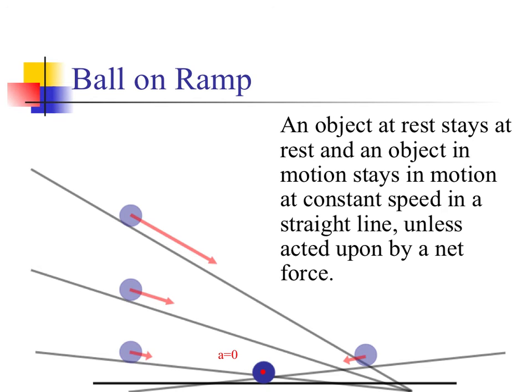So what Galileo then also said, that an object at rest stays at rest, and an object in motion stays in motion at a constant speed in a straight line unless acted upon by a net force. Now this might sound very similar to somebody else's law on motion, and you would be correct in that it was kind of a piggyback on another law that we're going to look at mainly today.